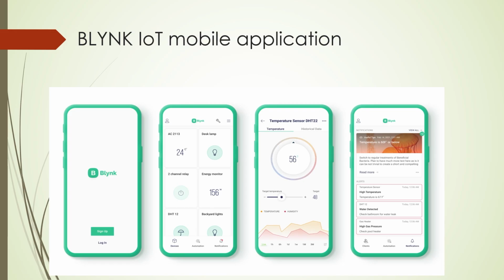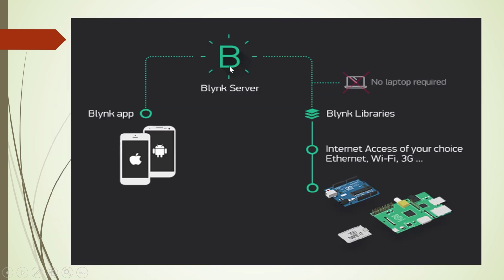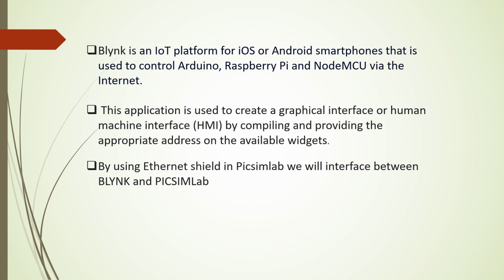And the next tool I have used is the Blynk IoT mobile application. This is a mobile app and it contains widgets to control home appliances like buttons, gates, notifications, etc. This is the Blynk app and this is the Blynk server which is connected to the Blynk app, and we can monitor them by using boards like Arduino. Blynk is an IoT platform for iOS or Android smartphones that is used to control Arduino, Raspberry Pi and NodeMCU via the internet.